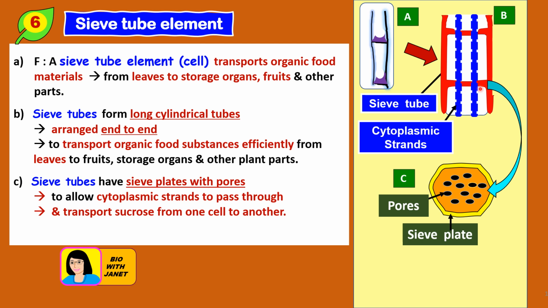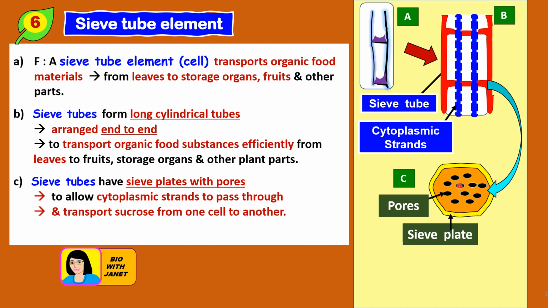So this sieve tube does have end walls, which are called the sieve plates. But the sieve plates have pores for the cytoplasm to pass through, okay? Unlike xylem vessels that don't have any end walls.